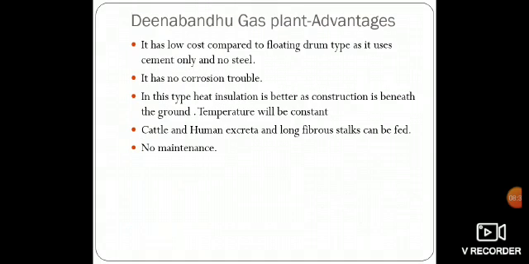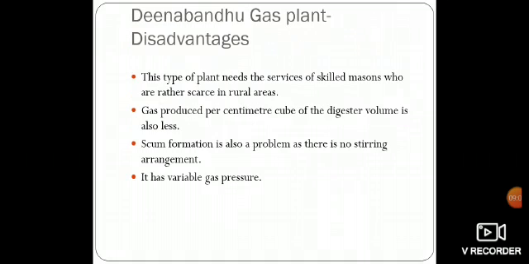The advantages of the Deenbandhu gas plant are: it has low cost compared to the floating drum type as it uses cement only and no steel. It has no corrosion trouble. Heat insulation is better, as the construction is beneath the ground and the temperature will be constant. Cattle and human excreta and long fibrous stalks can be fed, and practically no maintenance is required.